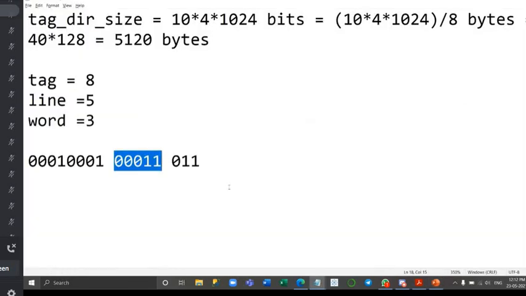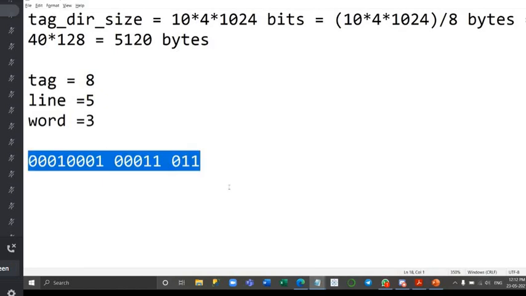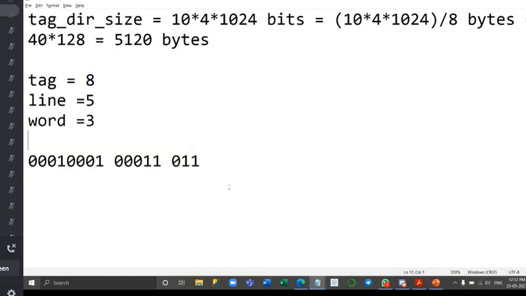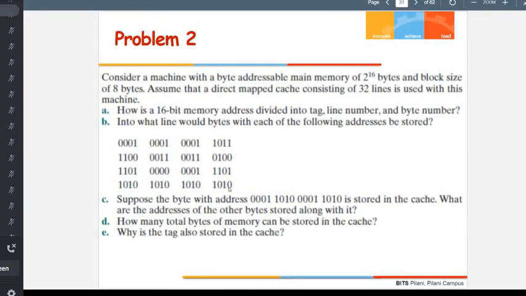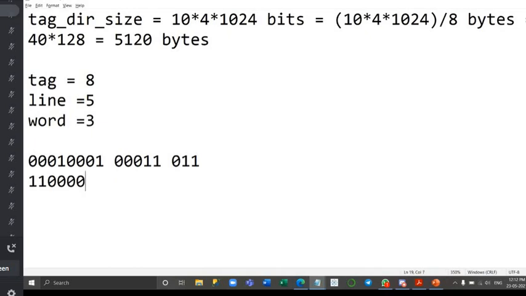Okay. So we will split up the 16-bit memory address into 8, 5, and 3, which is as per our current architecture, in the tag, line, and word format, and use the part for the line to derive which line in the cache it would actually go. Okay. Similarly, if you see the next example, we have 11000011, 11000011, and then we have 0011 and 0100. So we'll split up this one into the same architecture, 8, 5, and 3.